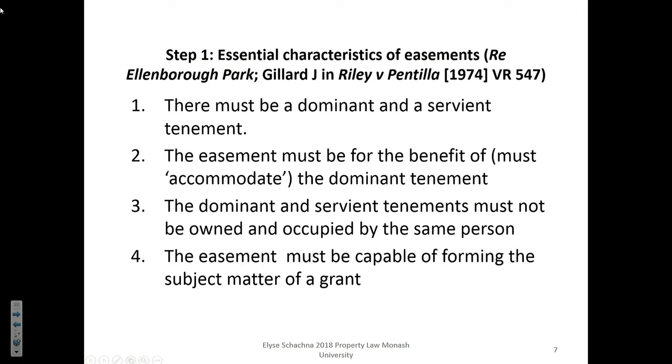And the fourth requirement is the easement must be capable of forming the subject matter of the grant. And there are a number of things which we'll later consider when we're working out whether or not the easement is capable of forming the subject matter of the grant. So for now, I want you to remember that there are four elements when we're trying to work out if there is a valid easement. And let's now go look at the cases that discuss these issues. We'll go through the cases in detail, and then we'll come back to these 4 points to nut it out, to work out what part of the case we need to include for each of these requirements when we're setting out our notes. The first case that we'll be looking at is the case of Ellenborough Park.